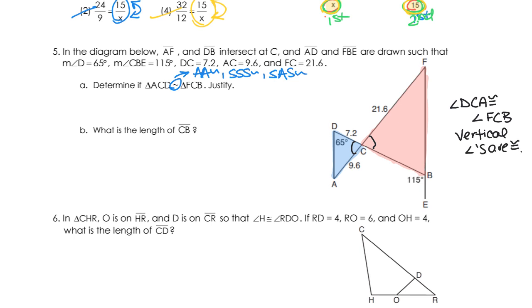So that's one pair of angles. All right, so a pair of angles. Also, I see that they gave me another angle of 65 degrees here, but over here they didn't give me 65, they gave me 115.